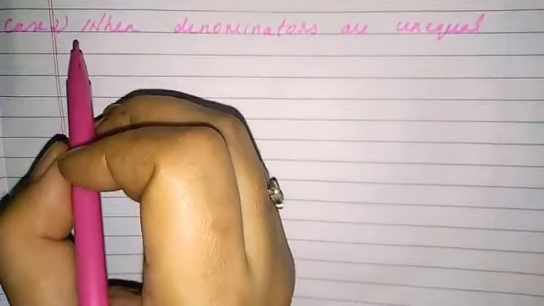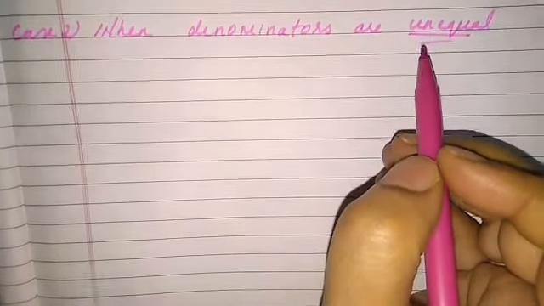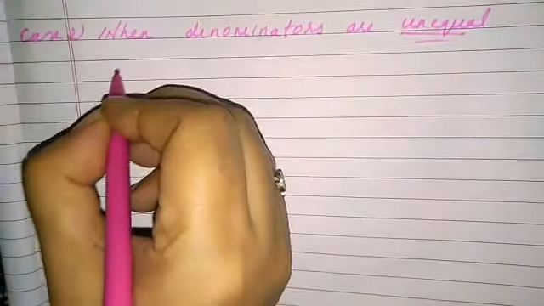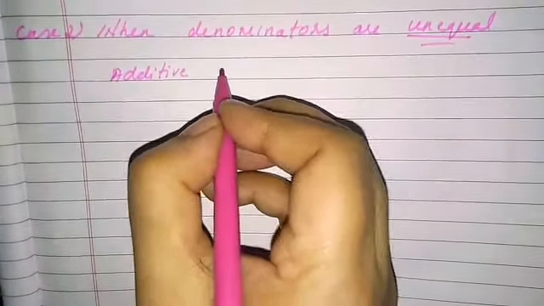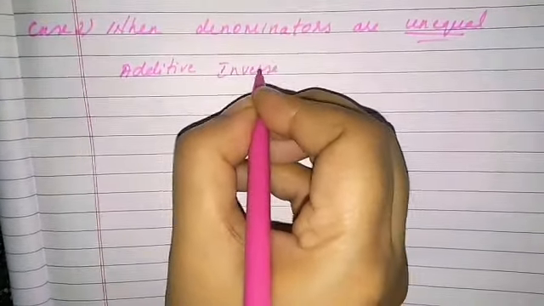Okay, now we will look at how to solve case 2, when the denominators are unequal. Whenever the denominators are unequal, we have to follow something that is called additive inverse. Additive inverse. Now this we can follow only when the denominators are not equal. So additive inverse, let me tell you about this.